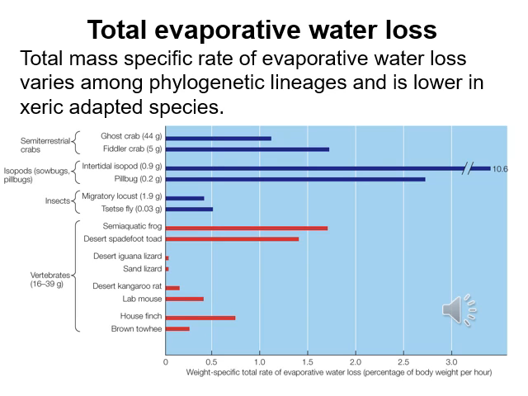Similarly, the brown towhee is a bird that lives in deserts and has much lower rates of water loss than the finch, and the desert kangaroo rat has very low rates of water loss compared to a mouse.